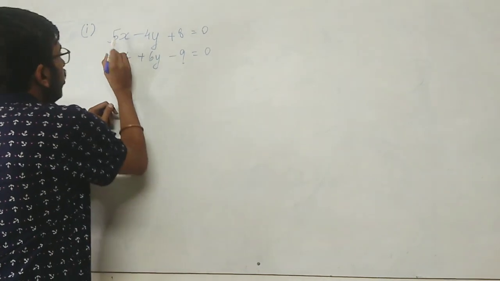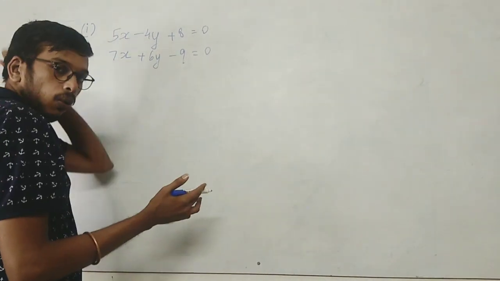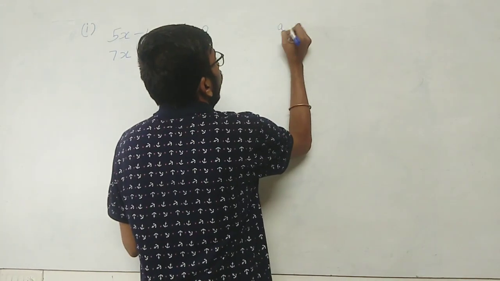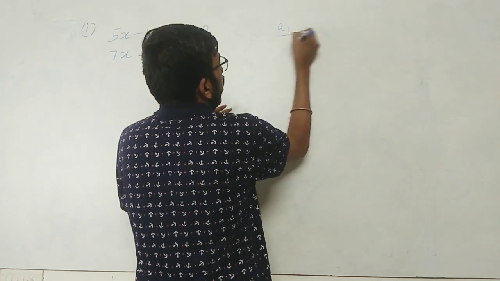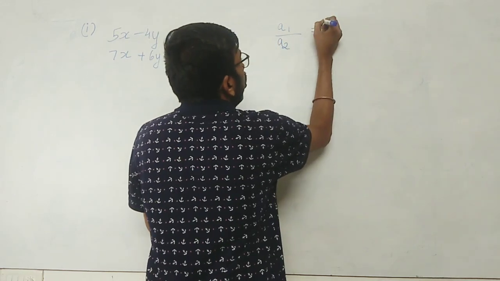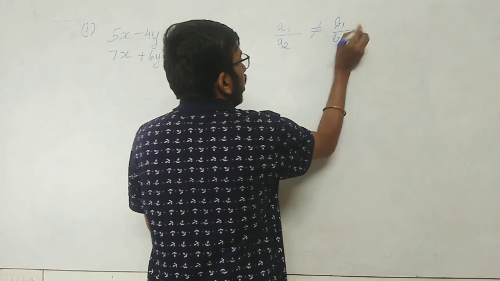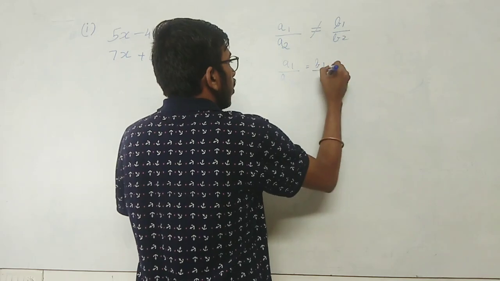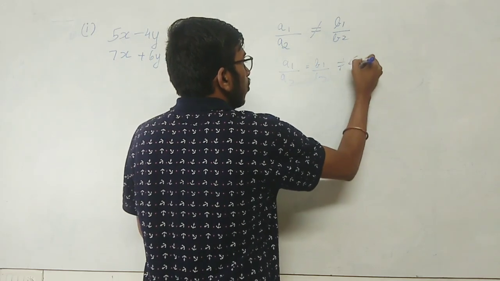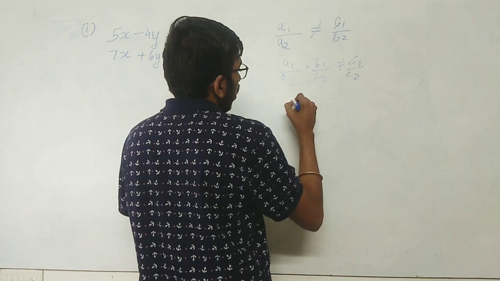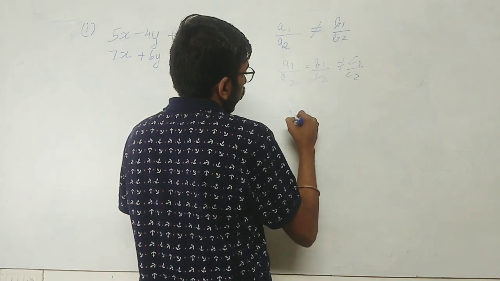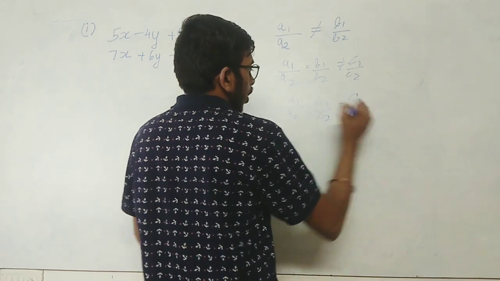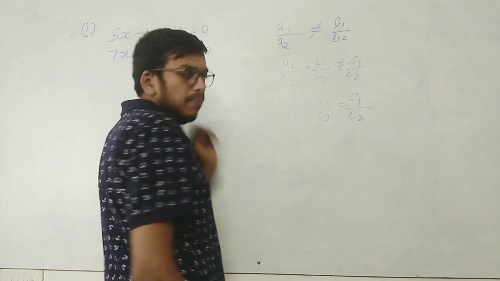Okay. So generally, what we do is, let me write the general formula here. So we have a1 by a2 is not equal to b1 by b2. This is one criterion. Then a1 by a2 equal to b1 by b2 not equal to c1 by c2. This is another criterion. Then a1 by a2 equal to b1 by b2 equal to c1 by c2. Okay, we have studied these three criteria. Now what does each of them mean?